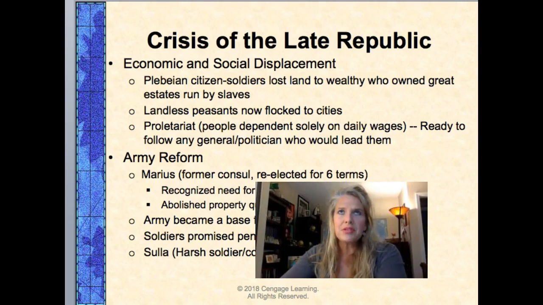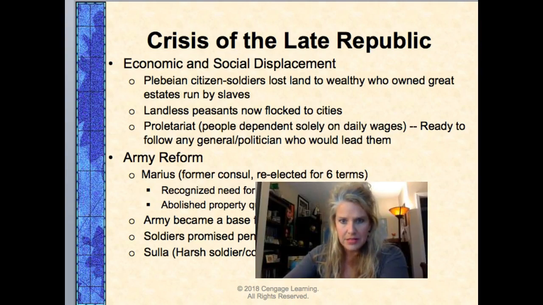But Marius didn't care so much for the Roman Empire. He did this more so these soldiers would follow him personally, which he staged a coup and took over, of course. All right. The army became a base for opportunism and instability. Soldiers were promised pensions and land upon retirement. Sulla, a harsh soldier consul, became dictator.